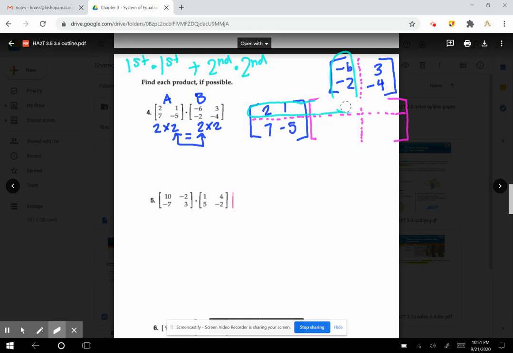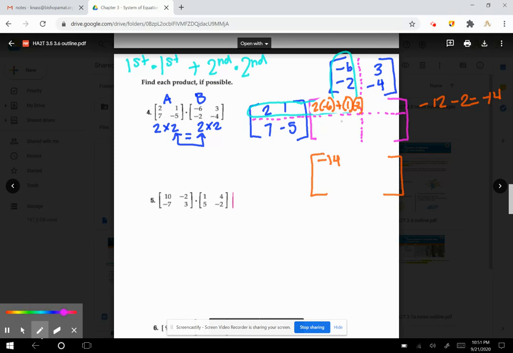All right, so let's go from our saying. First times the first: first number times the first number, 2 times -6, plus second number times second number, 1 times -2. That gets us -12 minus 2, which is -14. And again, that's in the top left-hand corner.